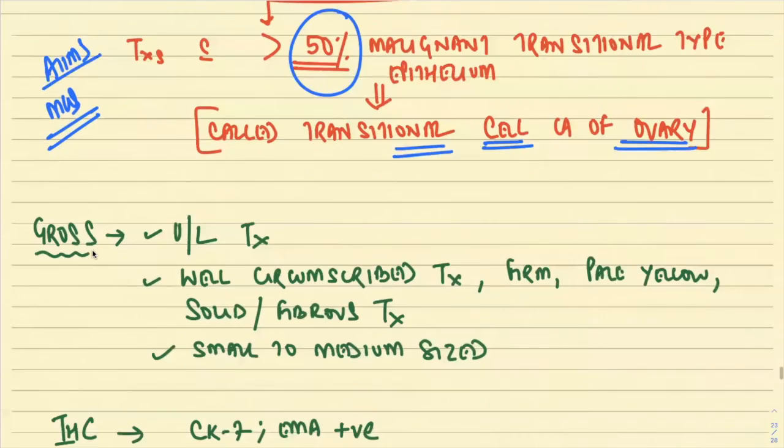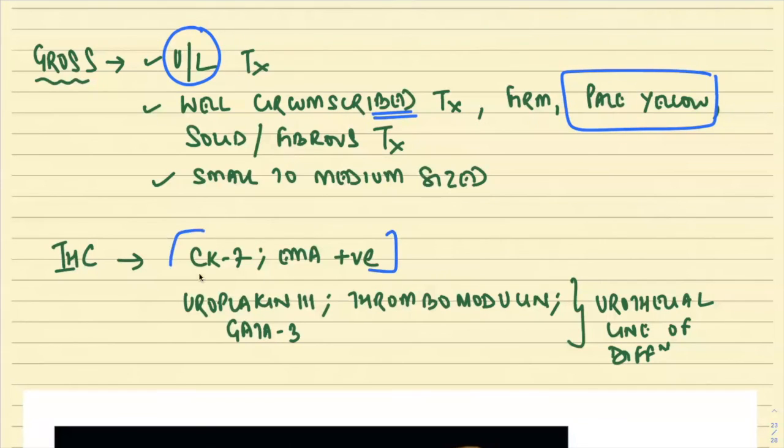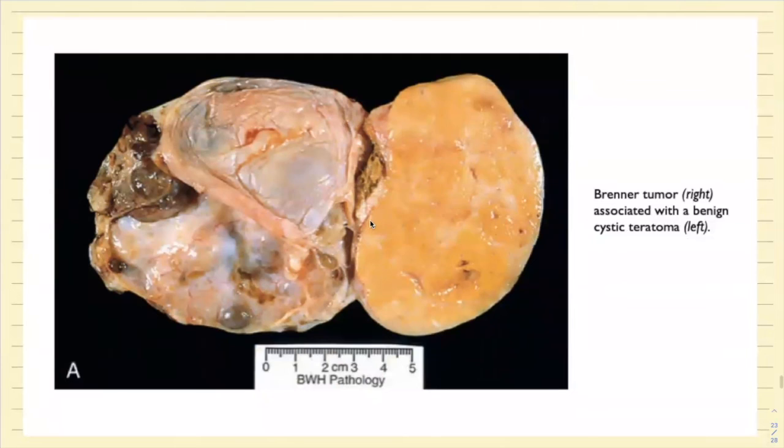Now, grossly, Brenner's tumors are unilateral. They are very well circumscribed tumors, and classically they have a pale yellow appearance. They look solid or fibrous, and are small to medium sized. As these are epithelial tumors, they are CK7 and EMA positive. But there are certain important markers highlighting the urothelial line of differentiation. They are positive for uroplakin 3, thrombomodulin along with GATA3. So this is your gross image, as you can appreciate. Over here, this part is a pale yellow solid part.